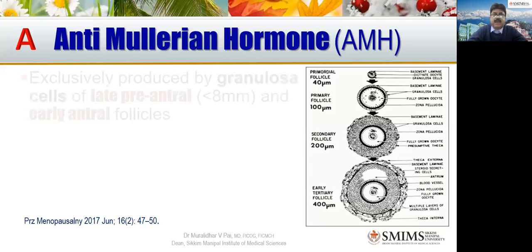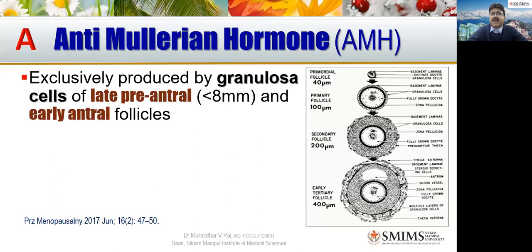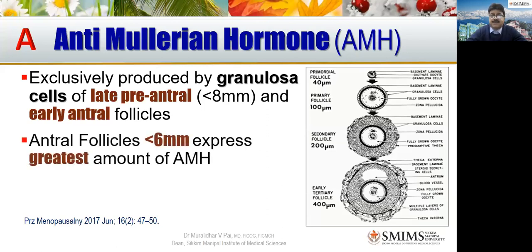Anti-Mullerian hormone is exclusively produced by granulosa cells of late pre-antral follicles, that is less than 8 millimeters, and early antral follicles. I have been using the words pre-antral and early antral follicles, but now another term is late pre-antral follicles, nothing but 8 millimeter follicles. Antral follicles which are less than 6 millimeters, pre-antral follicles shall I say, express the greatest amount of AMH. So the smaller they are, they probably express more AMH.